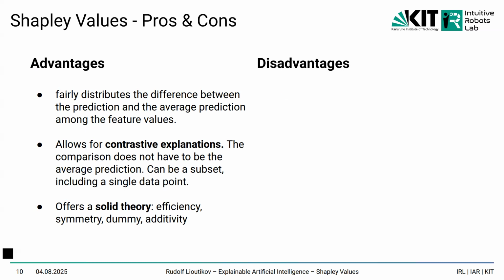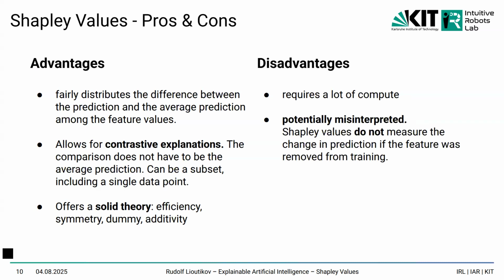The disadvantage is that it requires a lot of compute, so that's a big issue. And the second thing is that there is potential for misinterpretation. Because what we're analyzing here is how much the features contribute to the actual model performance, or to the payout. But this is different from how the model would perform if it had been trained without that feature. You understand the difference? Okay.